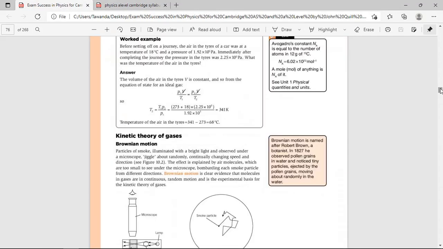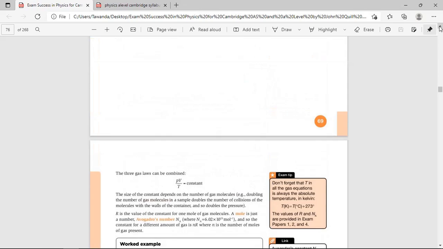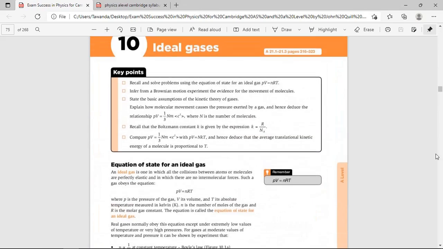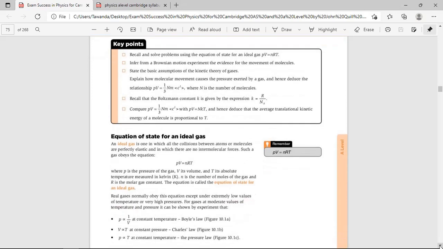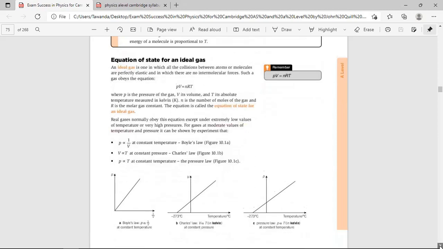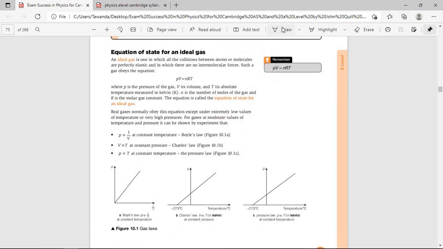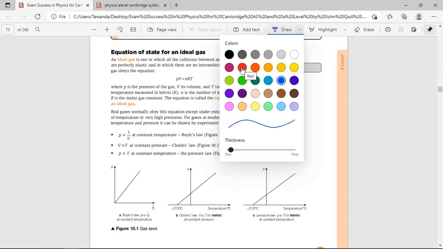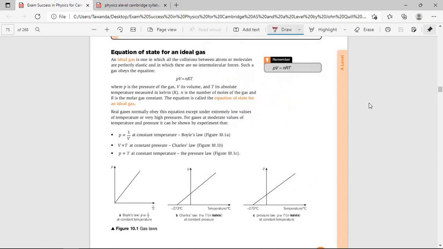So under this, we are saying this one is the equation of state, the equation of state of an ideal gas. All right, this one. It means this one is what we call the equation of state of the ideal gas.